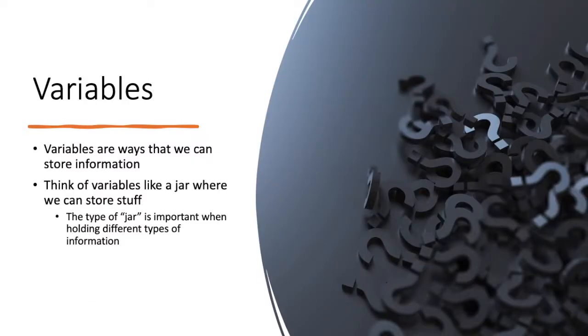So to start off with, let's talk about what a variable is and why we use them in Python. Variables are ways that we can store information. The way that I like to think of variables is like a jar where we can stuff things in and then take it out later.